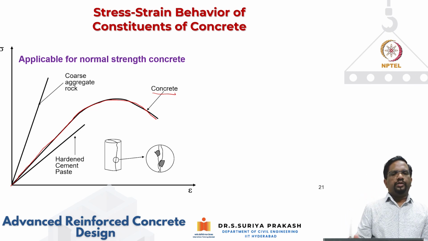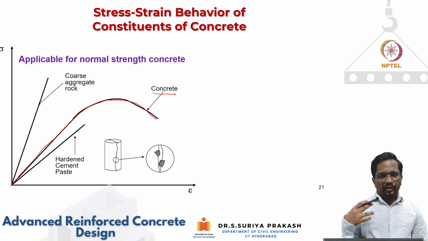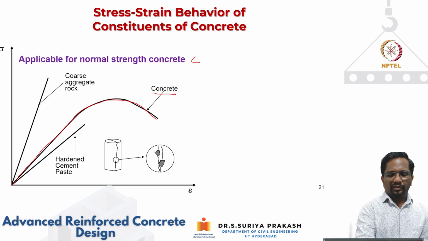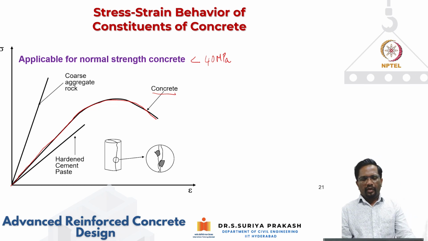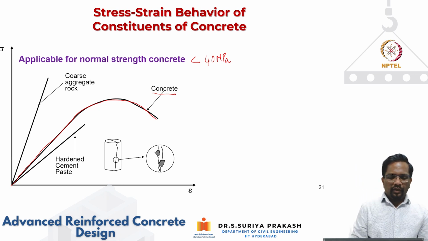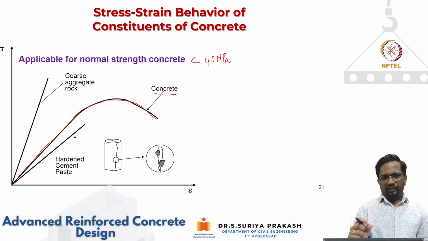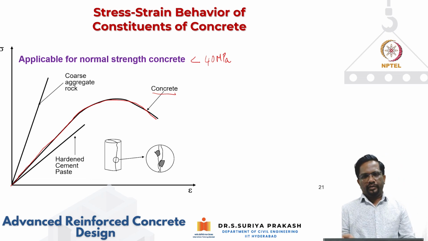One important thing to note in normal strength concrete, usually when it is less than 40 to 50 megapascal, is that the aggregates are stronger and stiffer. So when it is undergoing compression, the cracks originate at the interface of the cement paste and the aggregate, and then go around the aggregate.